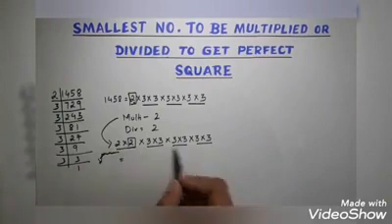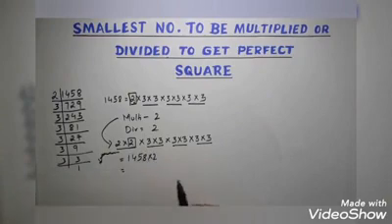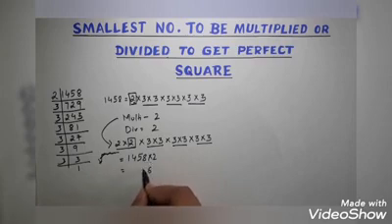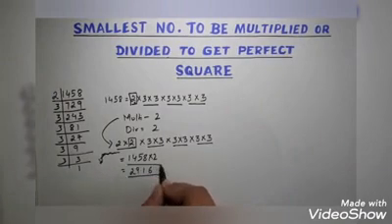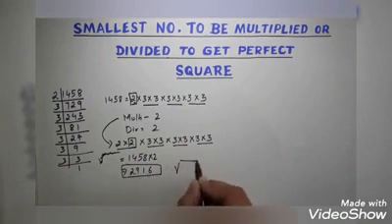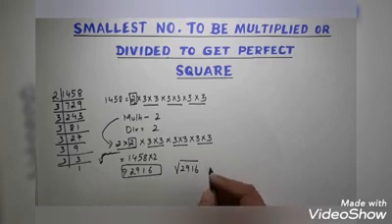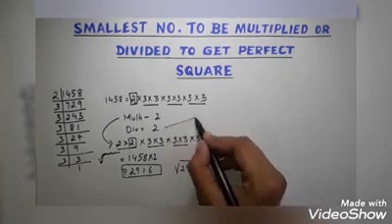So when you multiply all these numbers, you will get 1458 multiplied by 2, which is equal to 2916 as your answer. This is your perfect square number. So when you find the square root of 2916, you will get your answer as 54. Okay, now let us take an example for division.